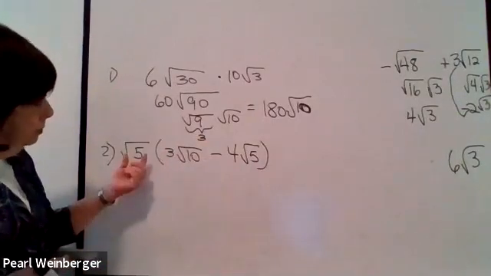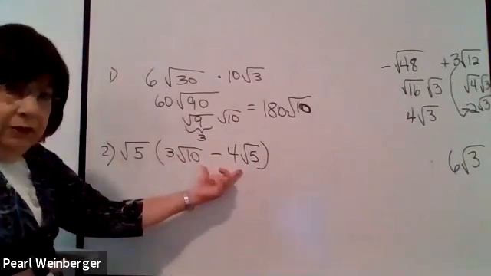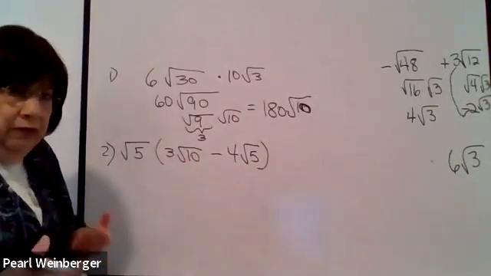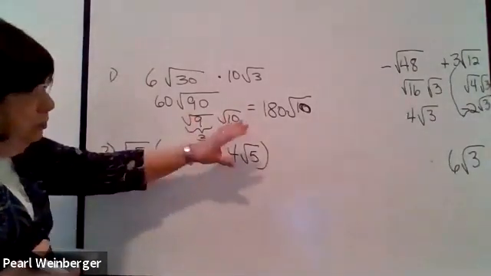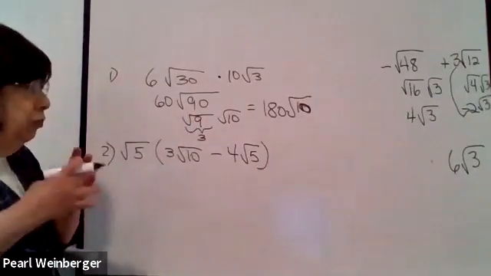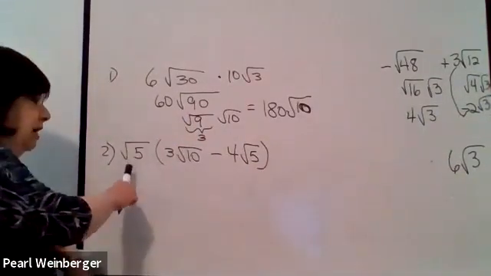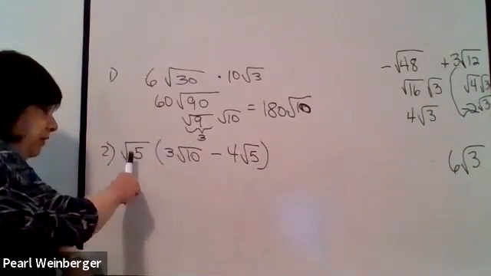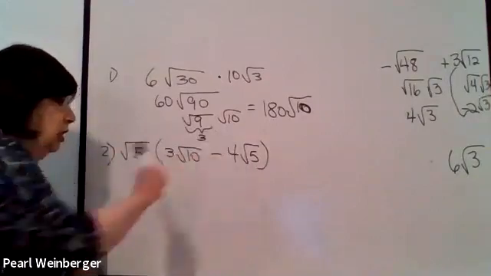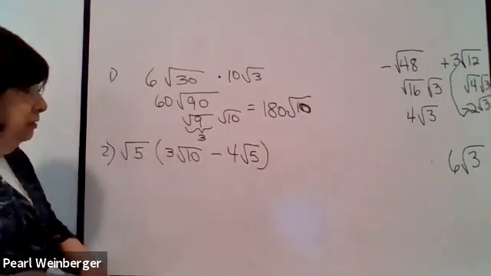So I'm multiplying a monomial times a polynomial. And we know that in algebra, when we have a single term times multiple terms, we have to use the distributive property. Now, all the algebraic rules work here. So I'm going to have to take this radical 5, which is on the outside, and multiply by each of the terms on the inside.